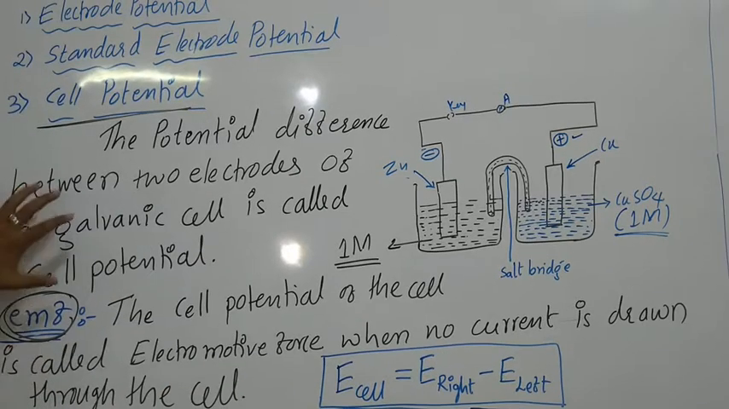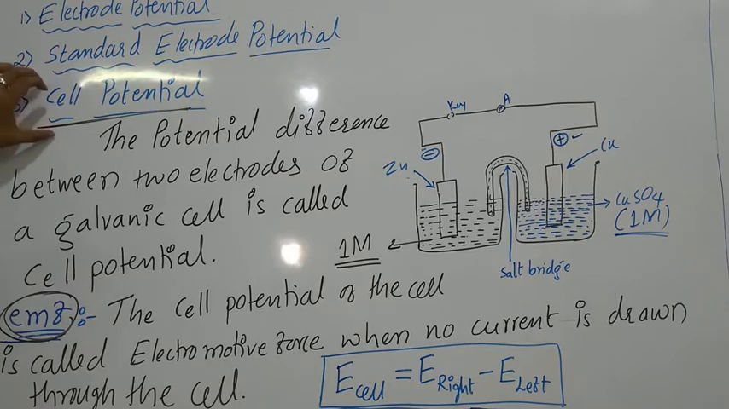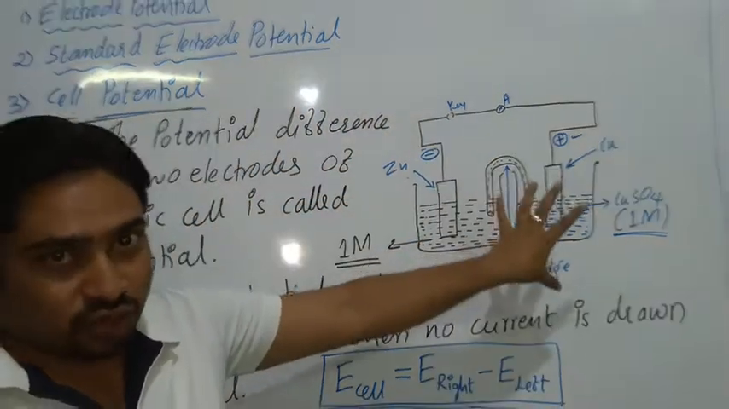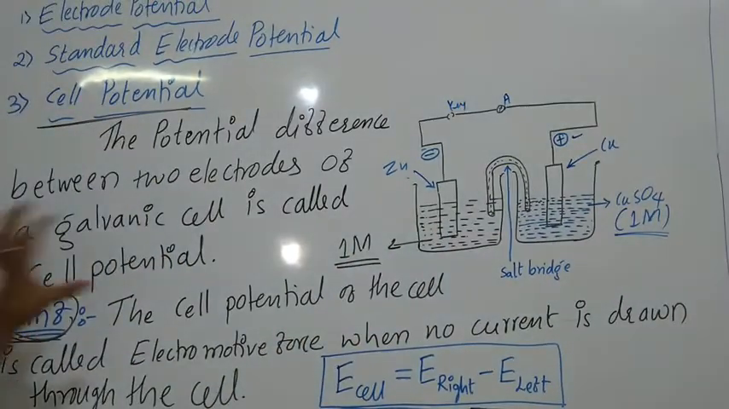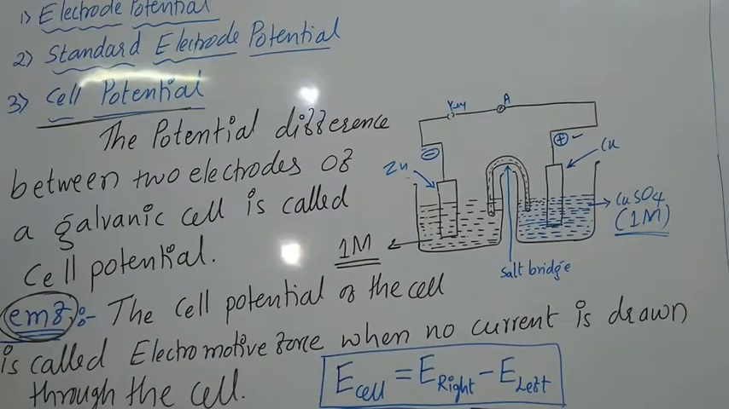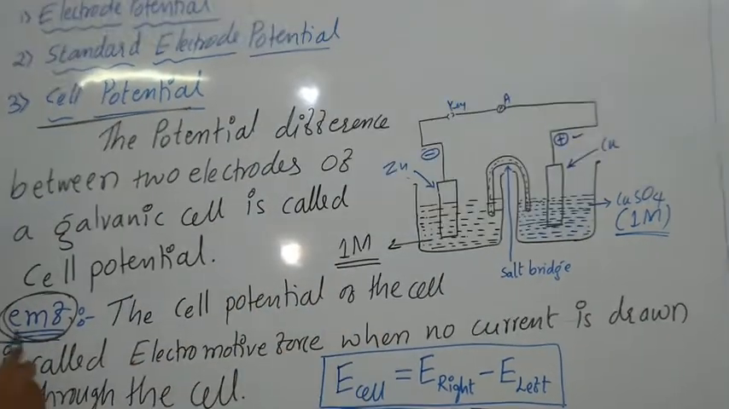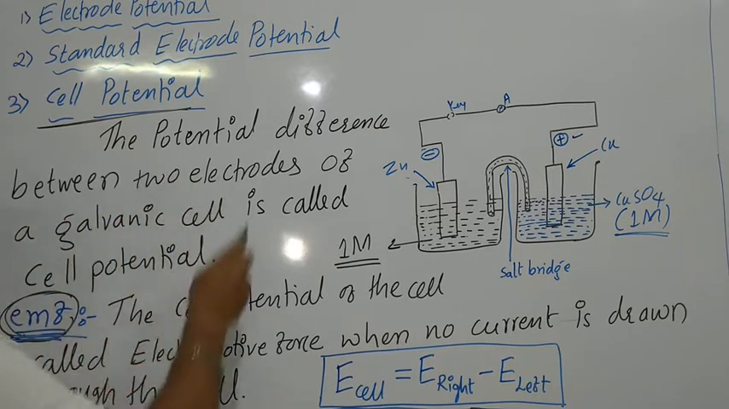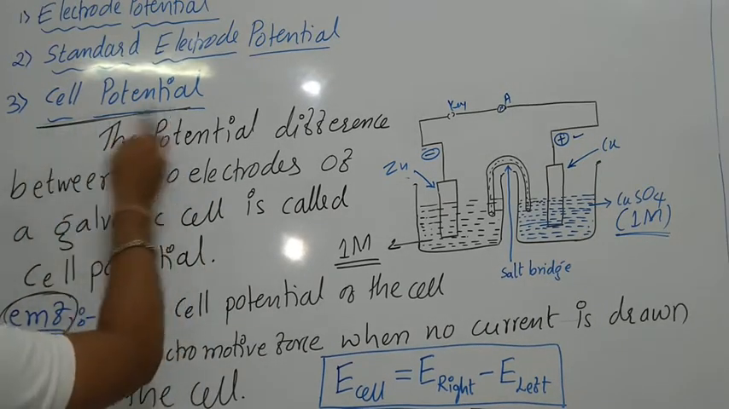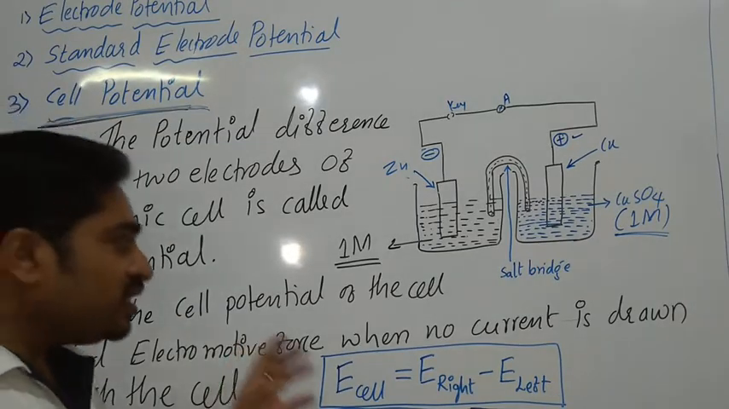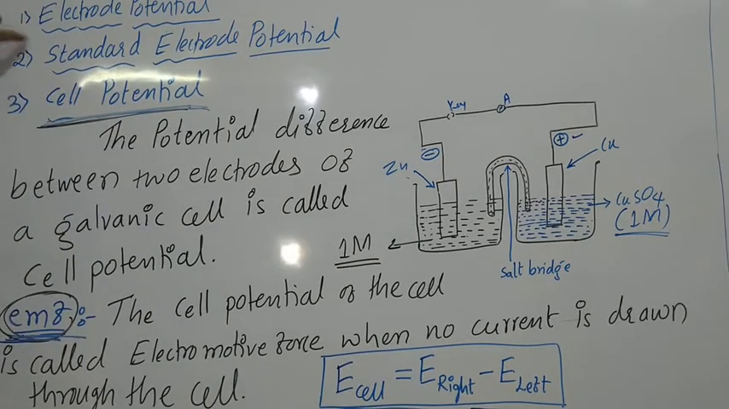The difference is that we can measure cell potential when the cell is switched on. The EMF is determined when no current is drawn through the cell. If there is no current in the cell, we can measure that potential difference as EMF. If there is a flow of current in the cell, then that is measured as cell potential. So this is about electrode potential, standard electrode potential and cell potential.